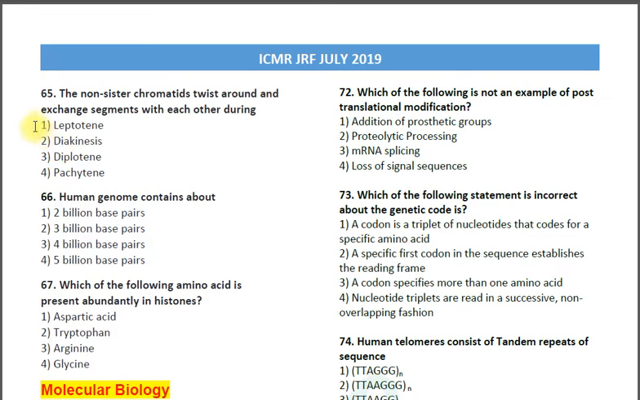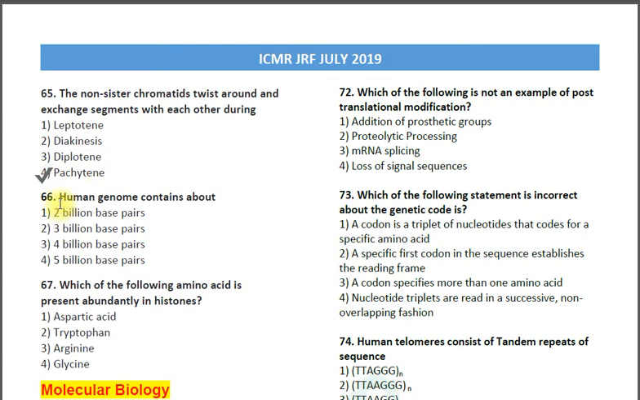Question number 65 says, the non-sister chromatids twist around and exchange segments with each other during option 1 leptotene, option 2 diakinesis, option 3 diplotene, option 4 pachytene. The correct one here is option 4, which is pachytene.